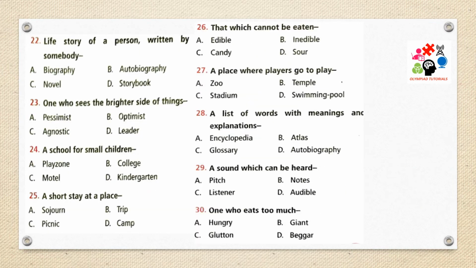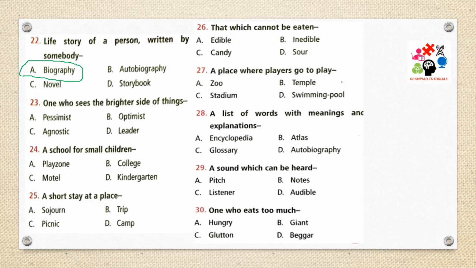Next, number 22. The life story of a person written by somebody. Biography, autobiography, novel or storybook. So the correct answer is going to be biography. If someone is writing someone else's story, life story of any person, suppose if I feel that I want to write a book on APJ Abdul Kalam, Dr. APJ Abdul Kalam. So what is that going to be called?